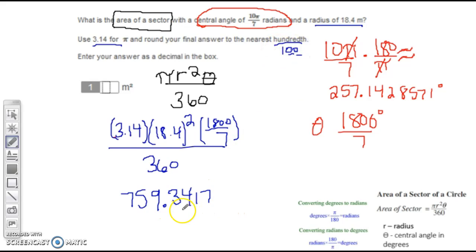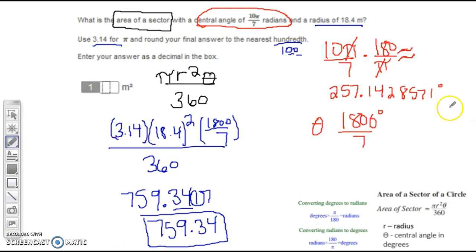100 has 2 zeros, so I need to go 2 decimal places. That 1 is going to make that 4 stay the same. So this would be my area of the sector. Now let me just pause for a minute and go back and see if I had rounded this to 257 degrees if I would have gotten the same thing, just for kicks and giggles.